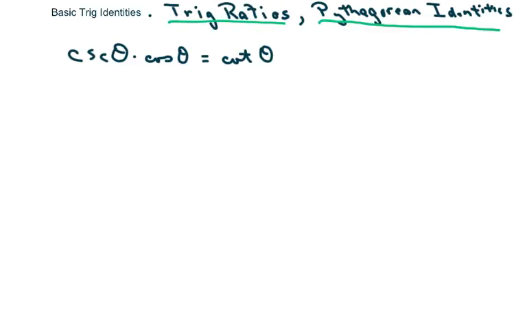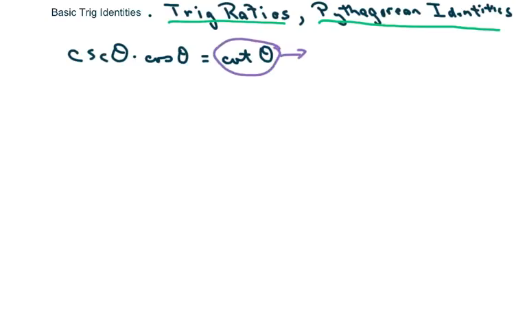Basically, we want to work on one side of the equation and make it look like the other side of the equation. And we can't cross over or do anything like that. You can't cross multiply.